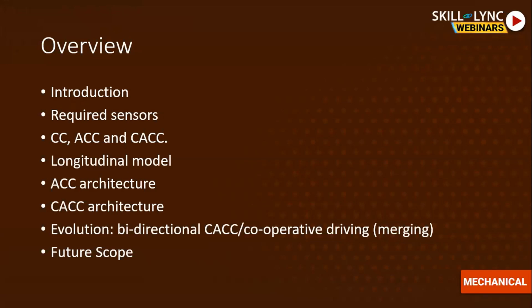Then the architecture for adaptive cruise control and cooperative adaptive cruise control, after which would be the evolution of how the vehicle platooning algorithm is changing and what it can be used for. And finally, the future scope for what it can be used for in later stages.